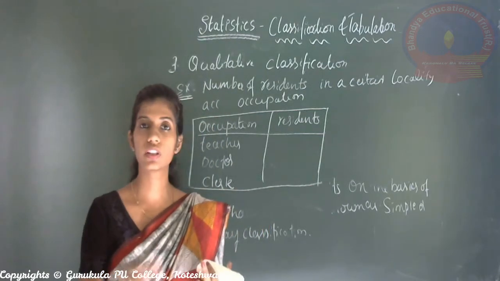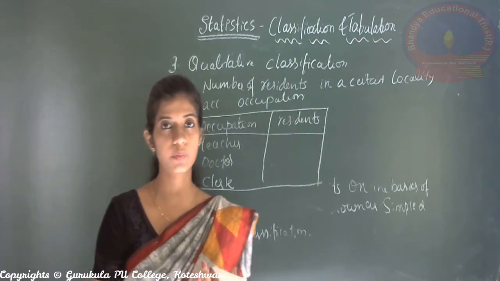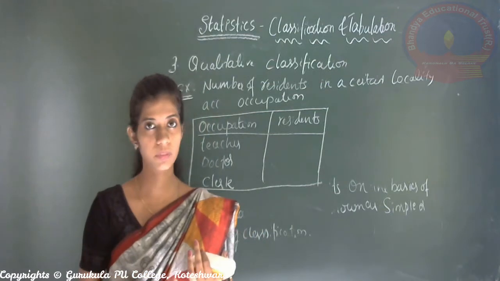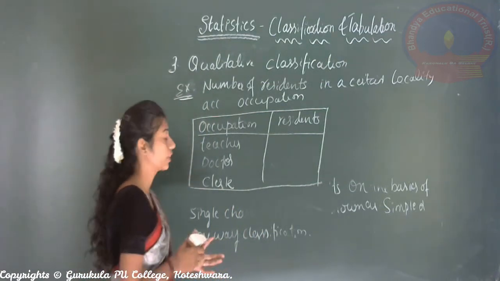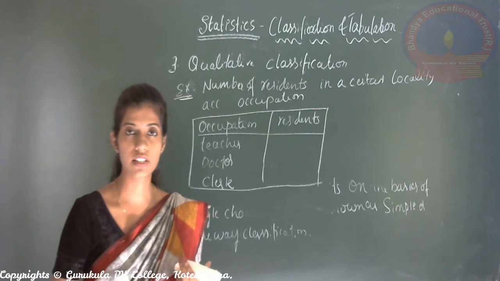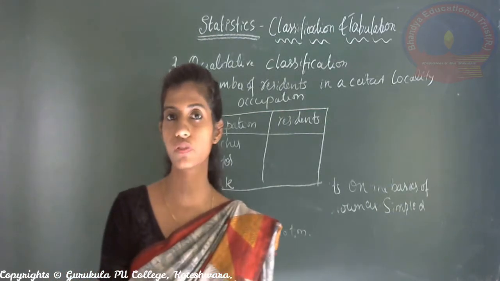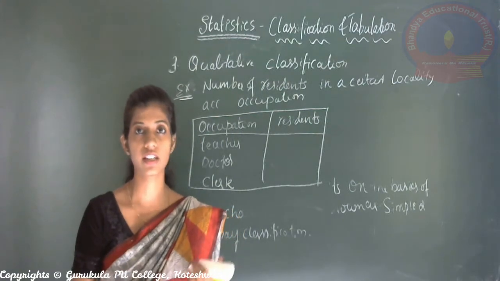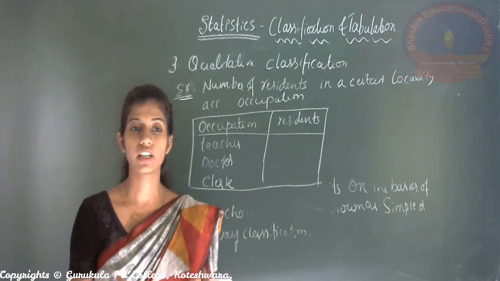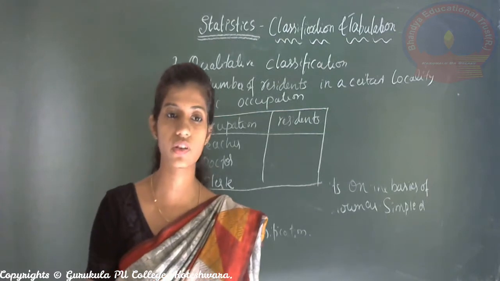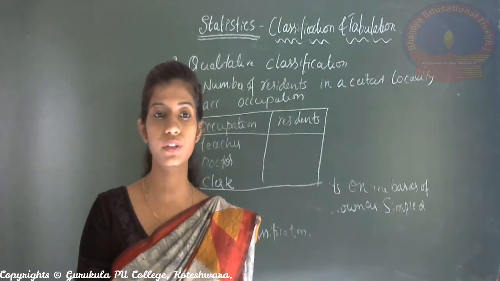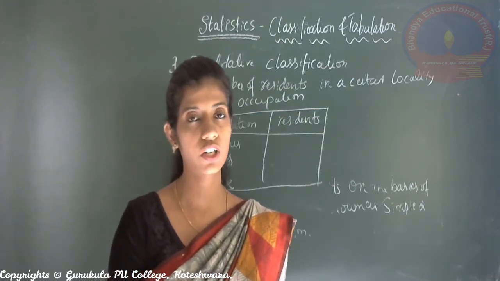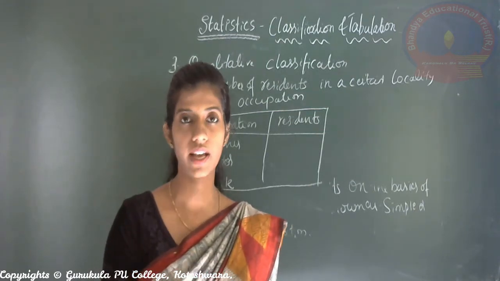So here the word "di" is nothing but two. That means you can take any characteristic or classification of the units based on a single characteristic, and we have to divide it into two classes, or we have to divide it into two groups, and then such type of classification is known as dichotomous.